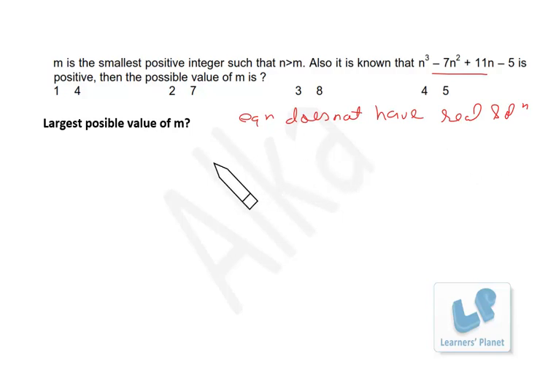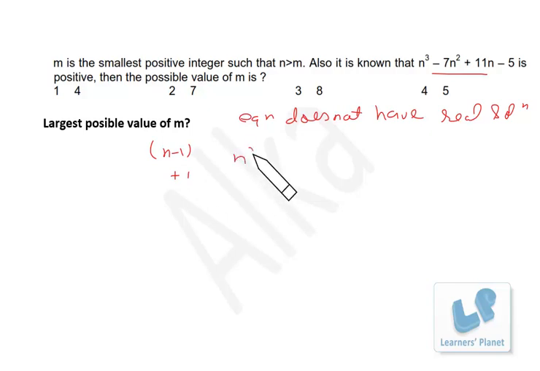Okay, so if this equation doesn't have a real solution, that means this expression is greater than 0, that means it doesn't have any solution. Okay, so the first thing is, since it's a cubic equation and 1 plus 11 is 12 and 7 and 5 is 12, so n minus 1 is a factor. Okay, so I just take positive 1.